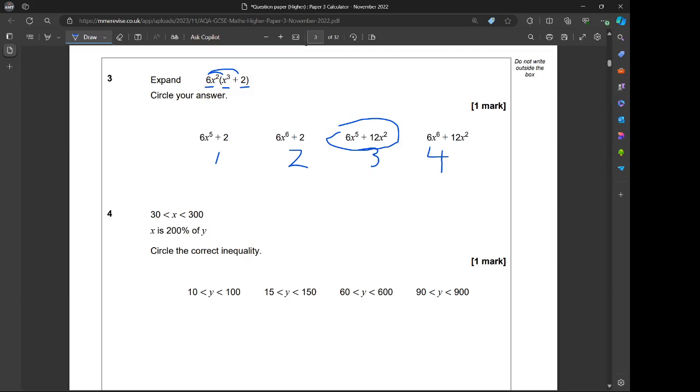Question number 4 now. 30 is less than x, less than 300. x is 200% of y. Circle the correct inequality.